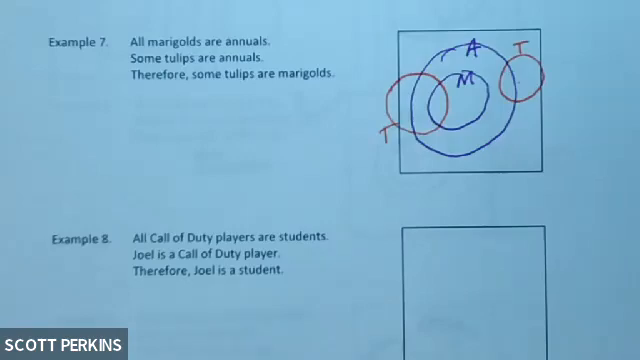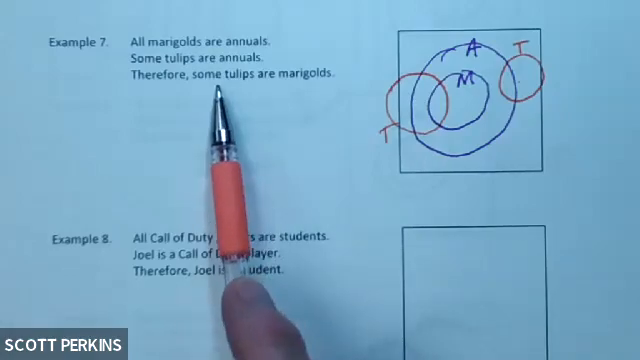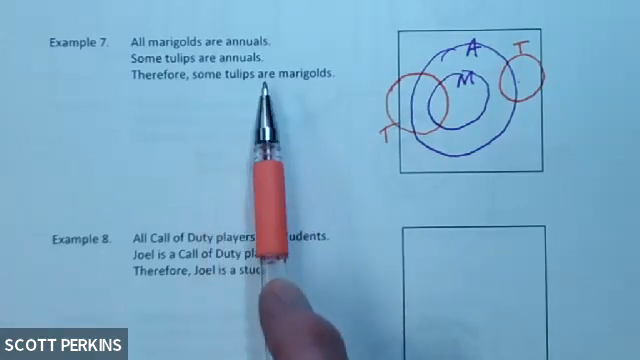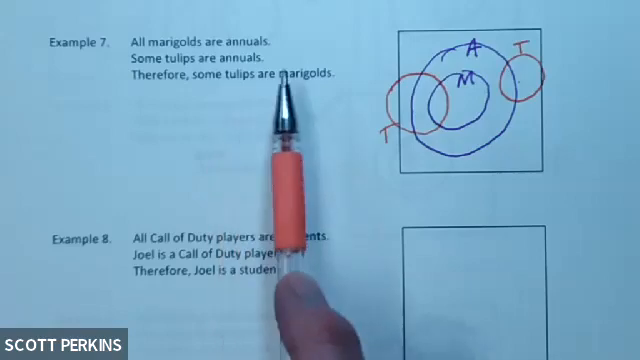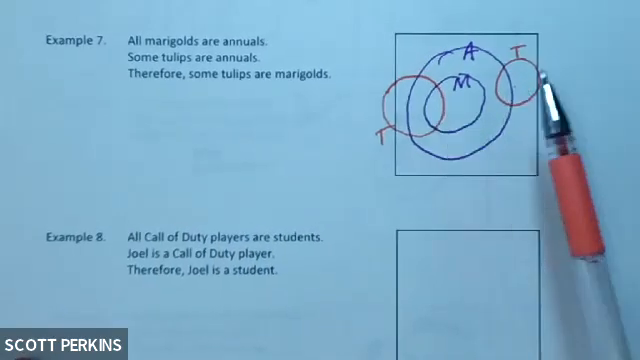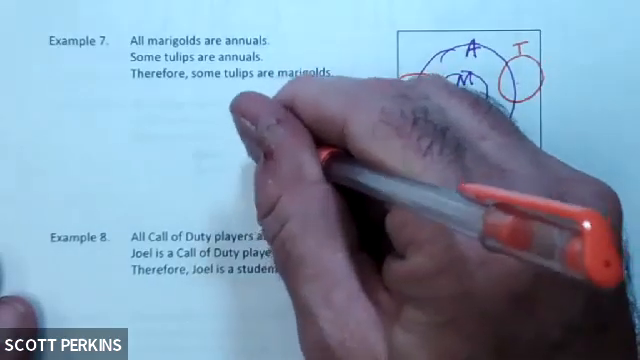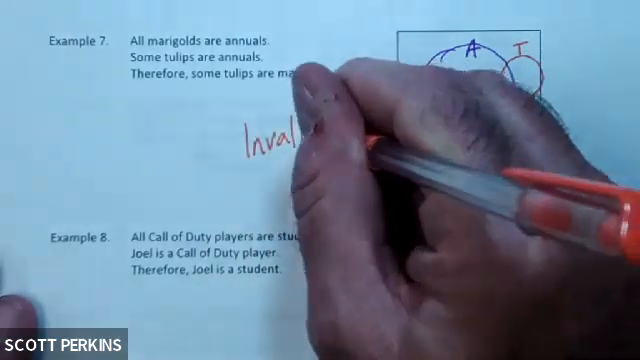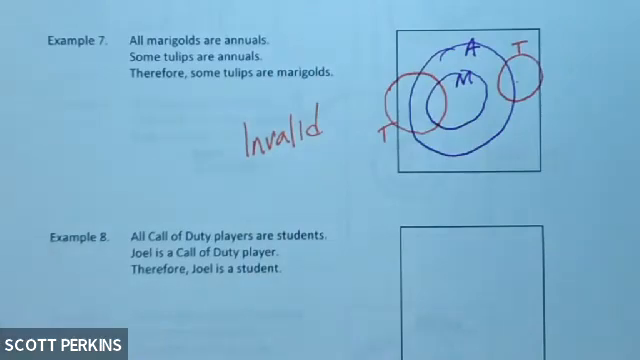I'm not given enough information. Do I have to come to the conclusion that some tulips are marigolds? Does the tulip circle have to intersect with the marigold circle? No, it does not, because either of those is valid. That's why this is an invalid argument. We don't have enough information in our premises.